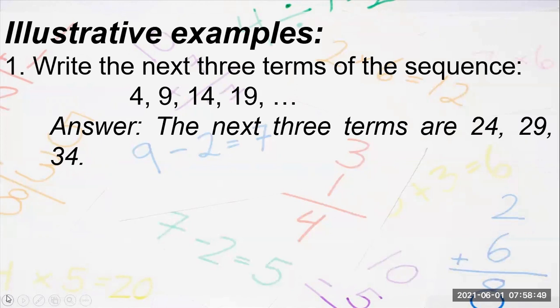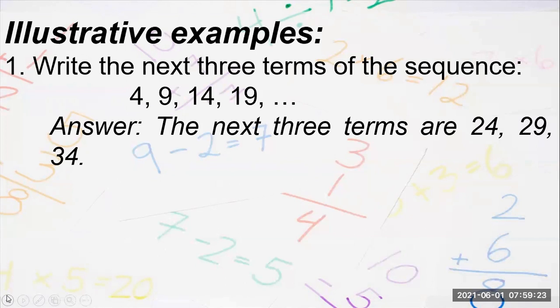And then para makuha yung 14, nag-add ulit ng 5 doon sa 9. So we have here 9 plus 5 is equal to 14. And another, we have 19. Para makuha yung 19, mag-add ulit tayo ng 5 doon sa 14. So now we can say that the next three terms are 24, 29, and 34. Kasi 19 plus 5 is 24. 24 plus 5 is 29, and 29 plus 5 is 34.